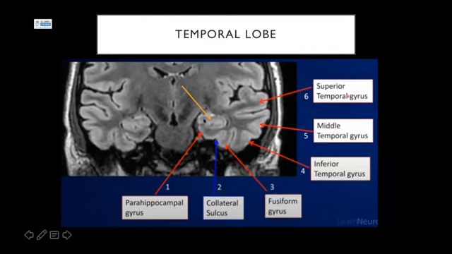So if this is the hippocampus, this is known as the parahippocampal gyrus. So para meaning beside, parahippocampal gyrus. And this is the collateral sulcus. So hippocampus and parahippocampal gyrus.